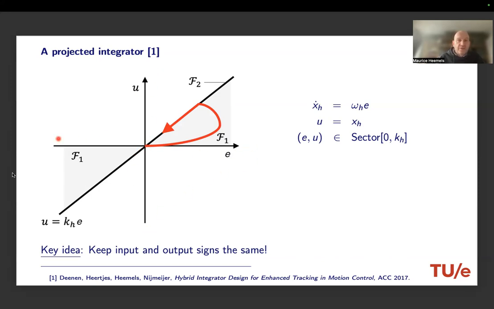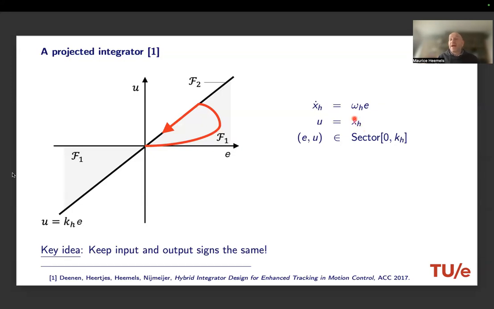Suppose here we have this positioning error, and here we have the control input, which in the case of an integrator is equal to the integrator state. So we zoom in only on the integrator part of the controller in this discussion. The simple idea is that in principle we follow integrator dynamics. Here ωh is just some integrator frequency, a certain constant. e is the positioning error, xh is the buffer or the integrator state, and u is equal to this integrator state.